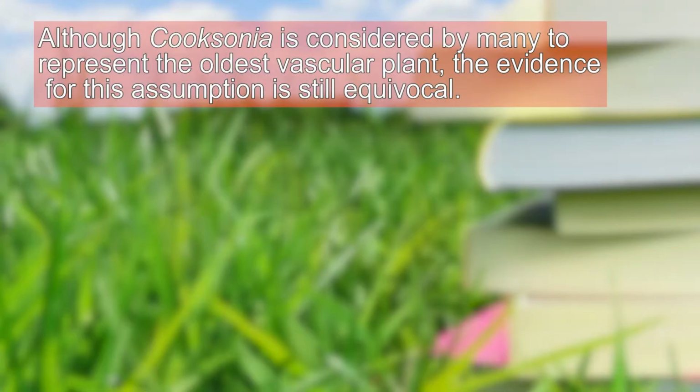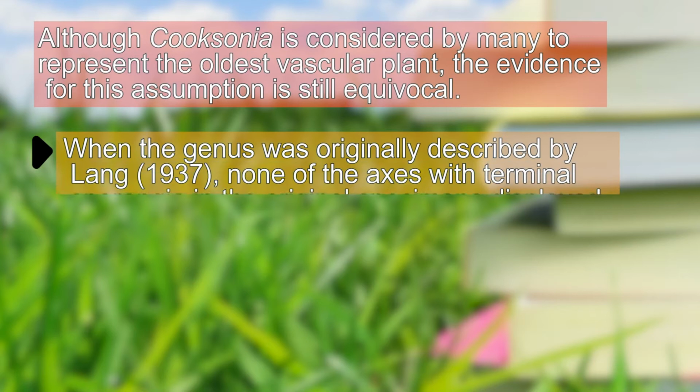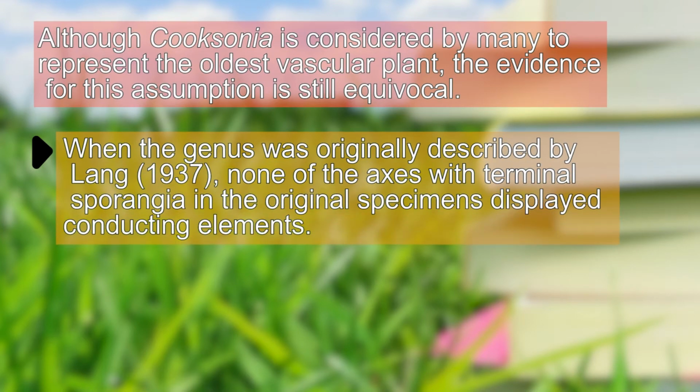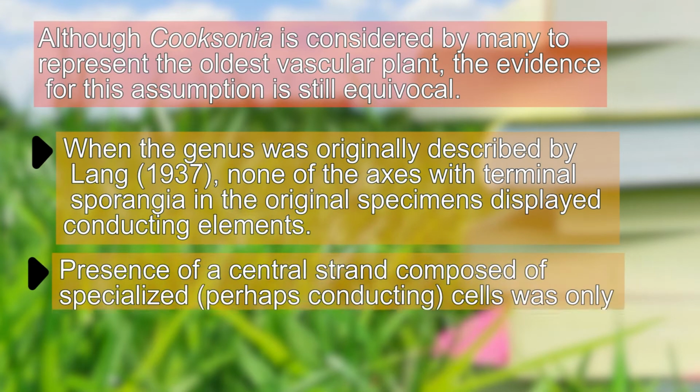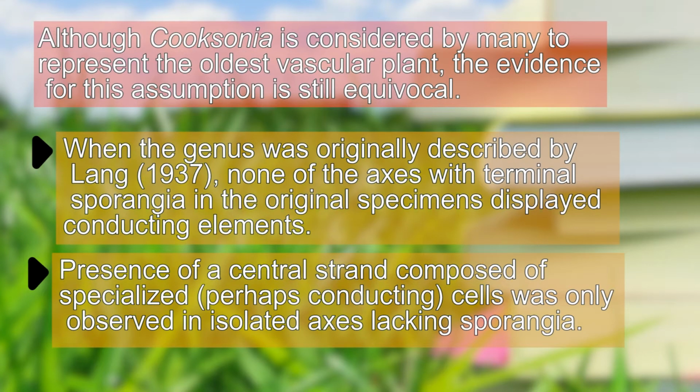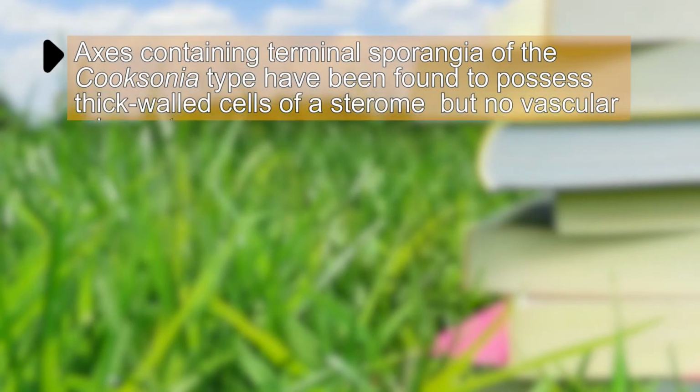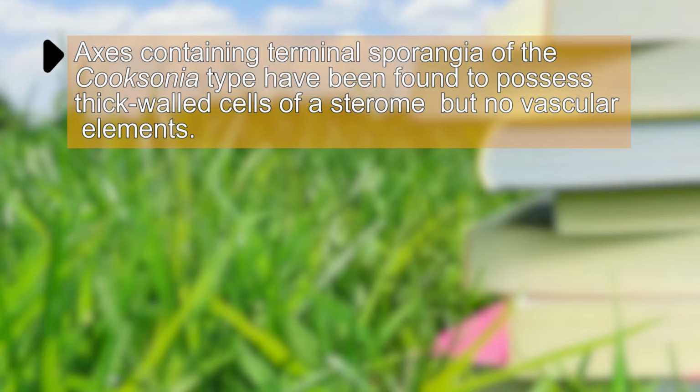Now, Cooksonia is considered as the oldest vascular plant, but the assumption is equivocal. When the genus was originally described, the axis was not terminated into a sporangia. Presence of a central strand composed of specialized cells was only observed in isolated axes which lack the sporangia.